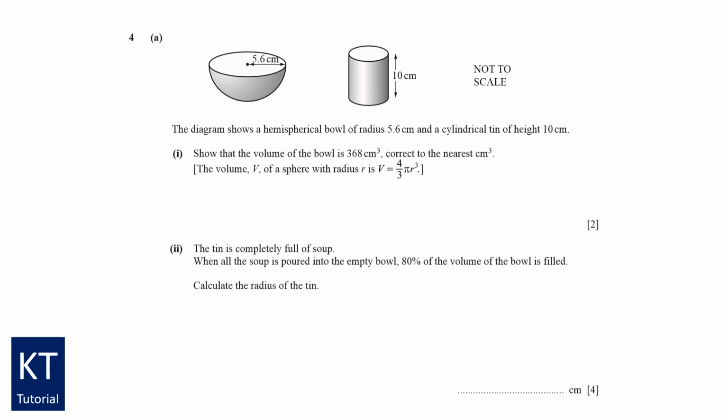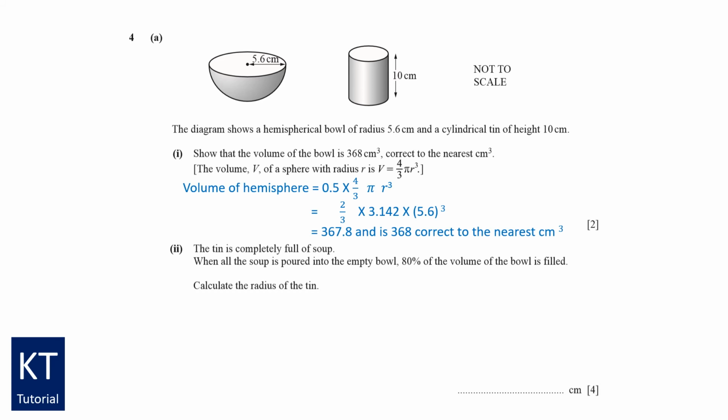Question 4a. The diagram shows a hemispherical bowl of radius 5.6 centimeters and a cylindrical tin of height 10 centimeters. Show that the volume of the bowl is 368 centimeters cubed, correct to the nearest centimeter cubed. You can show this by inserting the radius into the formula for the volume of a hemisphere. In this case, the formula for the volume of a hemisphere is half that of the formula for the volume of a sphere.